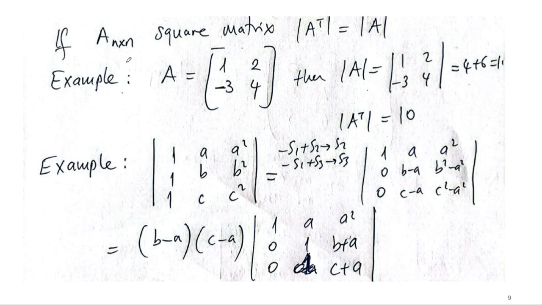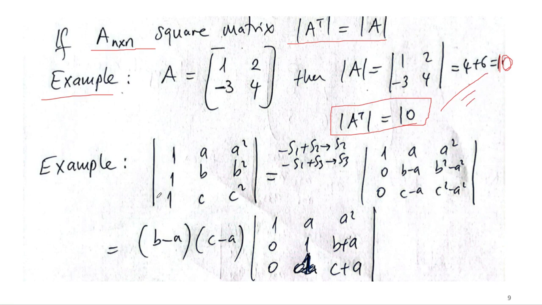Another example, and before that we also have the property that if we have an n by n square matrix, the determinant of the transpose equals the determinant of the original A. And this property is not too difficult to verify. If we are given matrix A, then the determinant of this matrix is 4 times 1 plus 6, so this is equal to 10. And you can easily verify by taking the transpose that the determinant of the transpose is also the same. They are equal.